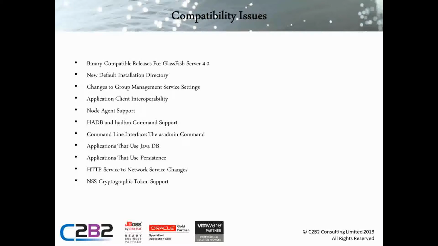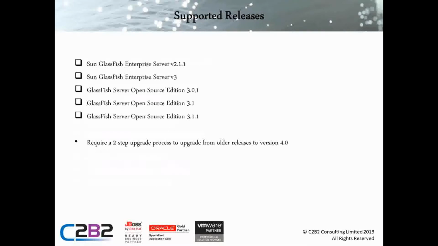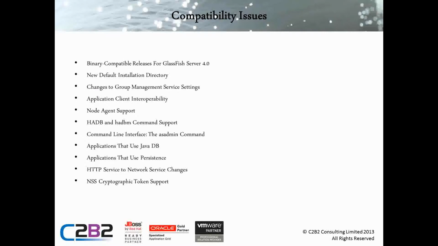In the earlier slides, we talked about some compatibility issues that might occur when doing the upgrade. Here we quickly look at some of the issues that you might face when upgrading from a previous version to the current version, and then we'll also see how we can overcome those. All the supported releases listed in this slide are binary compatible releases for GlassFish Server 4.0. The latest version also has a new default installation directory, so if you're making changes, it's very important to make note of that. There are also some changes to the group management service settings.